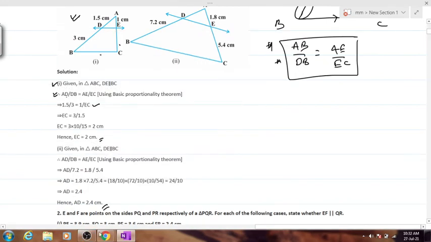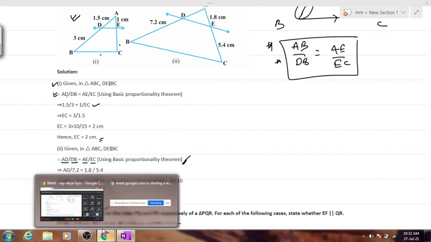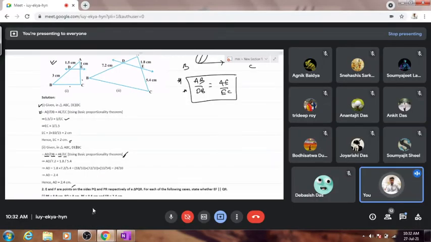Question number 2. Is everybody done with this? AD equals 2.4. It's the same theorem. AD by DB equals AE by EC. I hope there is no issue with this. Does anybody have any problem with this? Please let me know now. 2.4, yes, 2.4 is the answer. Anantajit, very good.